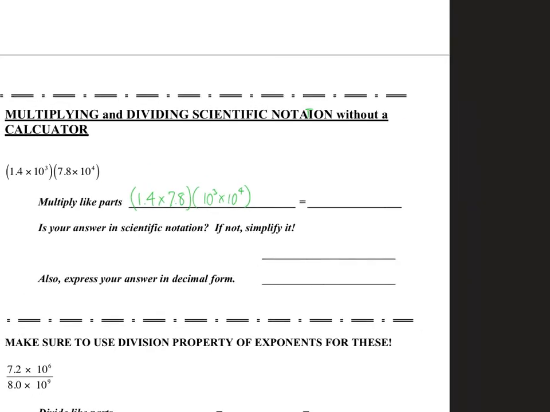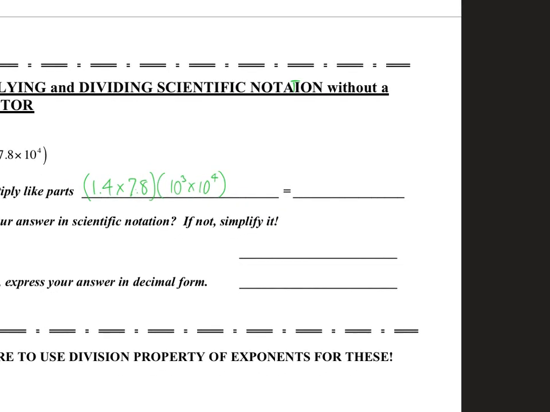Okay? And then if we multiply those together, 1.4 times 7.8 is 10.92. Now what's the 10 digit going to be? Well, we have 10 to the third times 10 to the fourth. We're multiplying with the same base. What are we going to do to the exponents? We're going to add them, subtract them, multiply them? We are going to add them. 3 plus 4 is 7. We're going to get 10.92 times 10 to the 7th.